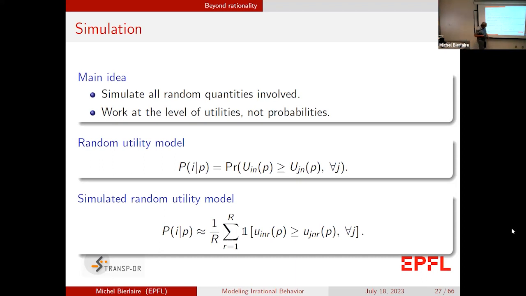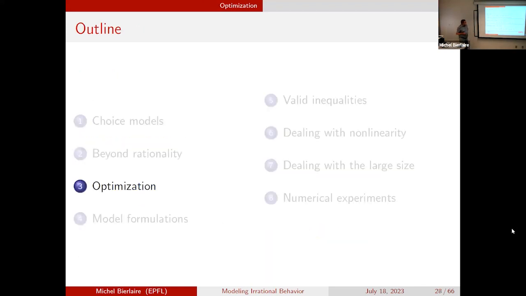So now I will have three indices. So i is the alternative, n is the individual, and r is the draw that I generate from the distribution. And I have a capital R of such draws, so it should be quite high. Good, so that's the main idea.